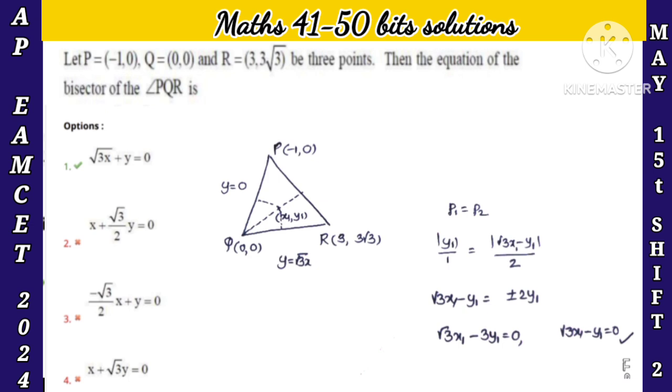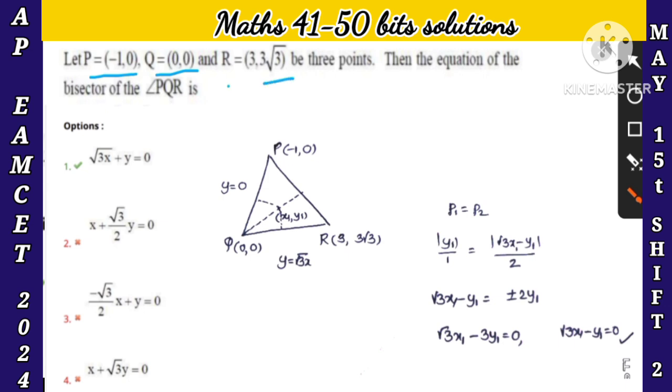Okay, let's see the problems. The first one, and the students who follow these videos will definitely attempt many questions in the EAMCET examination. So see the first problem. If P is equal to (-1, 0), Q is equal to (0, 0), R is equal to (3, 3√3) be three points, then what is the equation of the bisector of angle PQR? Okay, we have to find the equation of the bisector of PQR.